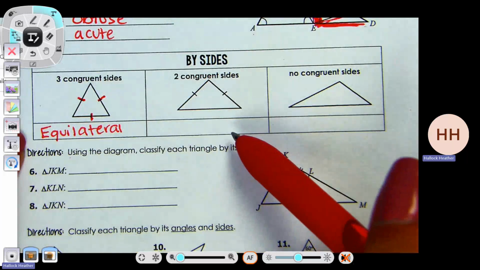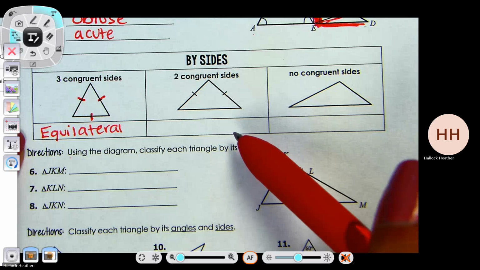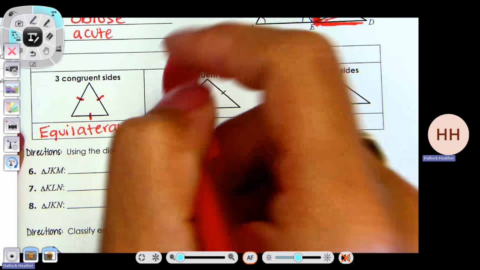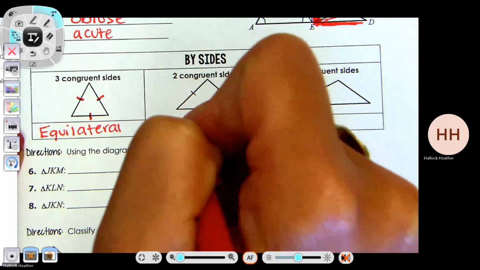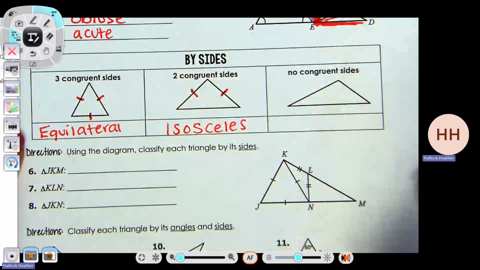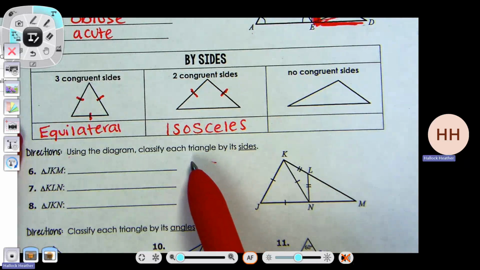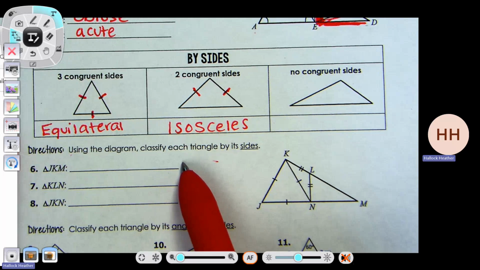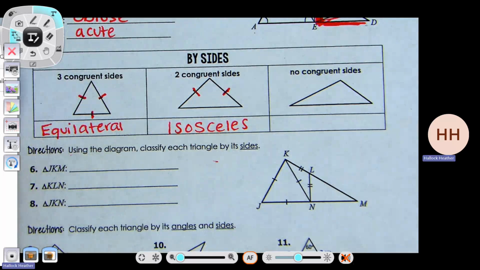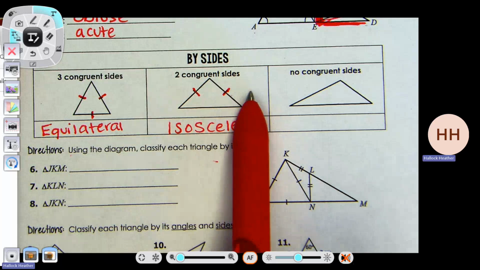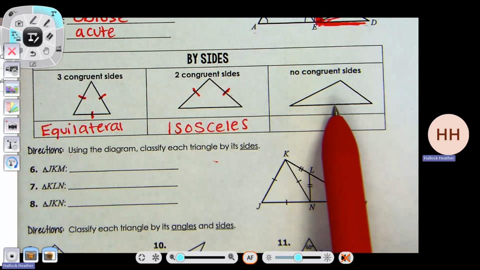What about 2 congruent sides? Isosceles. I always spell this word wrong. You should have learned this. This would have been like elementary school is probably the last time you talked about an isosceles triangle. You should recognize the word, hopefully. Isosceles means 2 congruent sides. So once again, they could have tick marks or they could just put the numbers. If I know this is 10, then this is automatically 10 because it's isosceles.